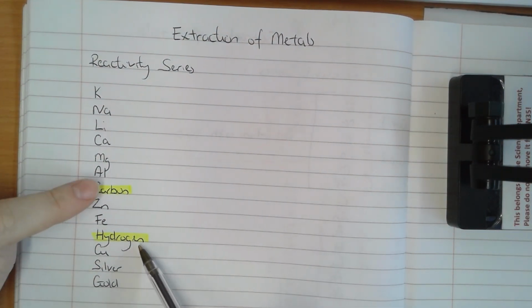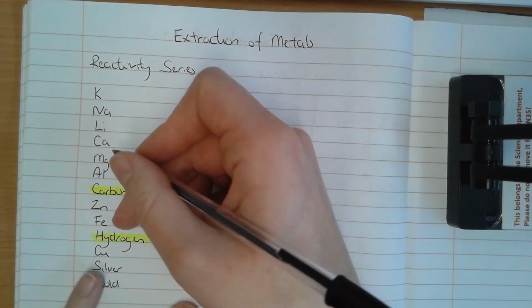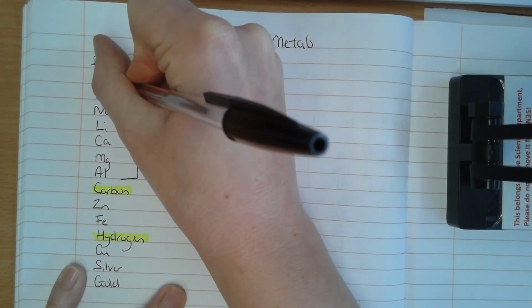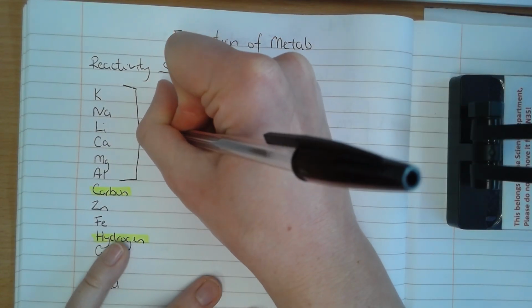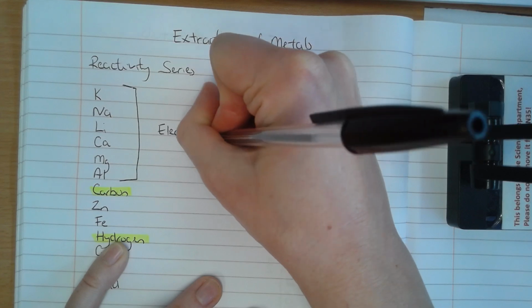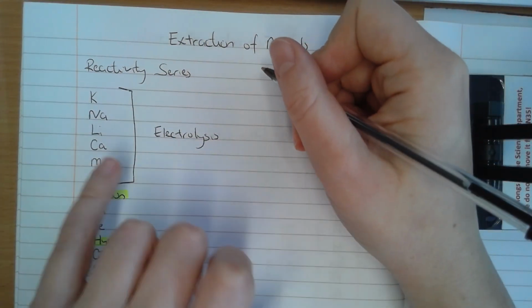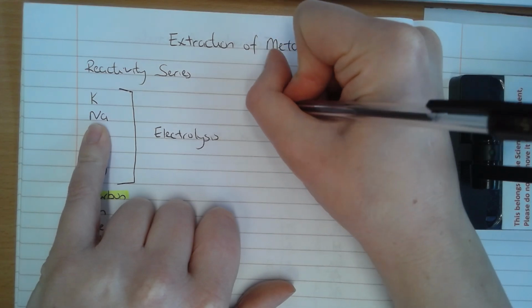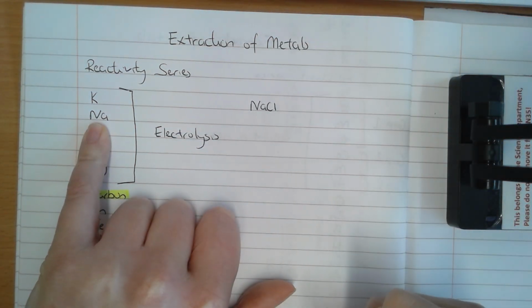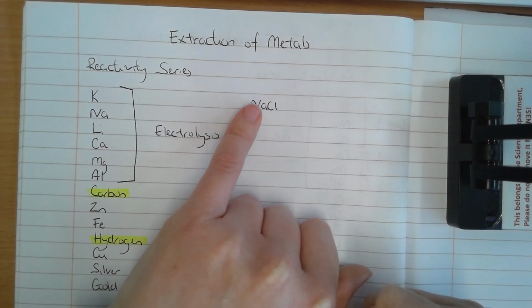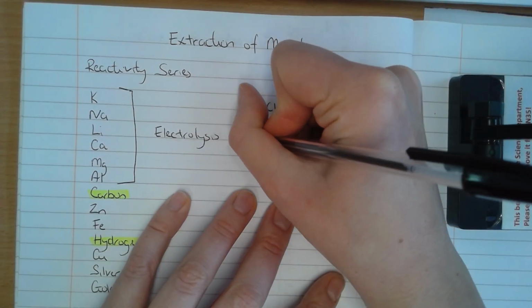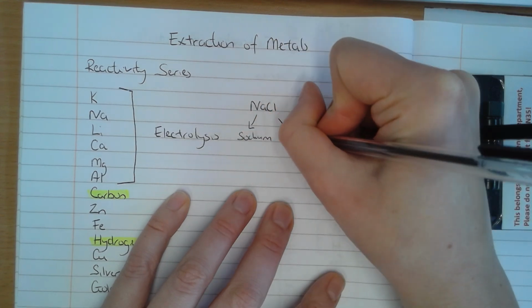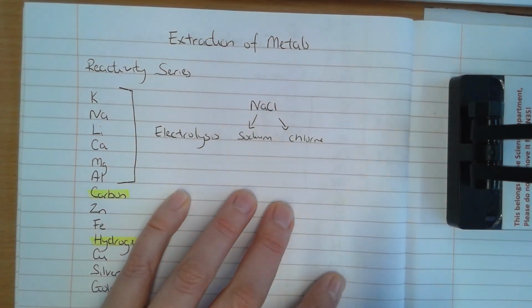Now, I've highlighted carbon and hydrogen here because these are non-metals, and we use them to see what method of extraction we use. So everything above carbon is going to be extracted using electrolysis. For example, if I had sodium and it reacted with chlorine and I had sodium chloride, I would have to use electricity to split sodium chloride up to get sodium and chlorine back. So I'd use electrolysis, I would split it up, and I would get sodium and I would get chlorine.